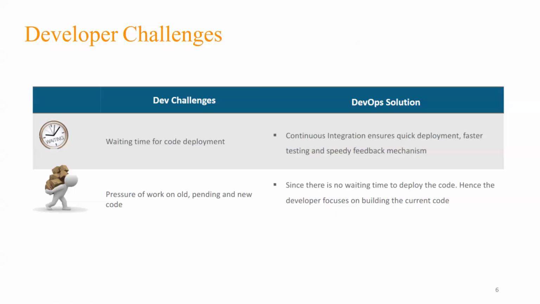So it is working properly on my QA environment or staging environment. The same application we can deploy and replicate inside the production environment. This is what we can call the waiting time for the code deployment. Then we have to go with the second point. It is all about the pressure of the work on hold, pending and new code. That means, if you know the new code is working fine, then only we can go with the older code. That's what we have to understand about the pressure of the work on hold, the pending and the new code.